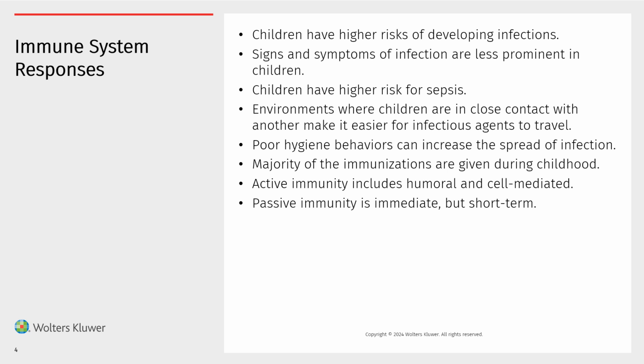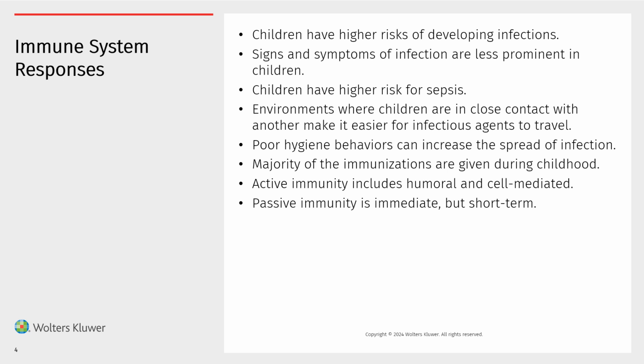So what responses do children have? They have a higher risk of developing infections because the immune system is immature. Signs and symptoms of infection are less prominent in children, so it is harder to pick up an infection. Children have a higher risk for sepsis developing, and environments where children are in close contact with another child make it easier for infectious agents to travel.